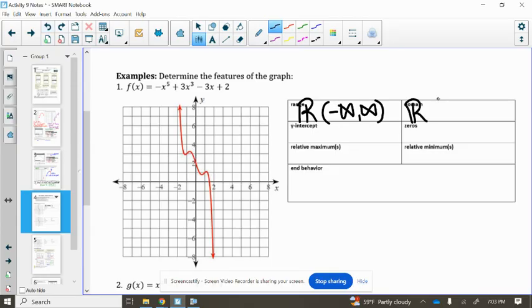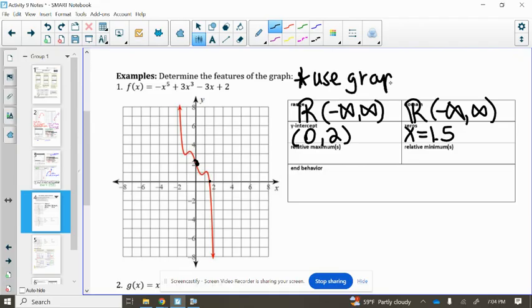Our domain for this polynomial and all polynomials is all real numbers, again, going from negative infinity to positive infinity x value wise. This time our y-intercept is at (0, 2). We see this point here. And our zeros, we actually only have one. It's where it's touching that x-axis. We have a zero at just between 1 and 2, so maybe 1.5. Again, we're kind of guesstimating from the graph. So we're using, again, the graph to approximate. So some of these are going to look a little bit more exact than others.